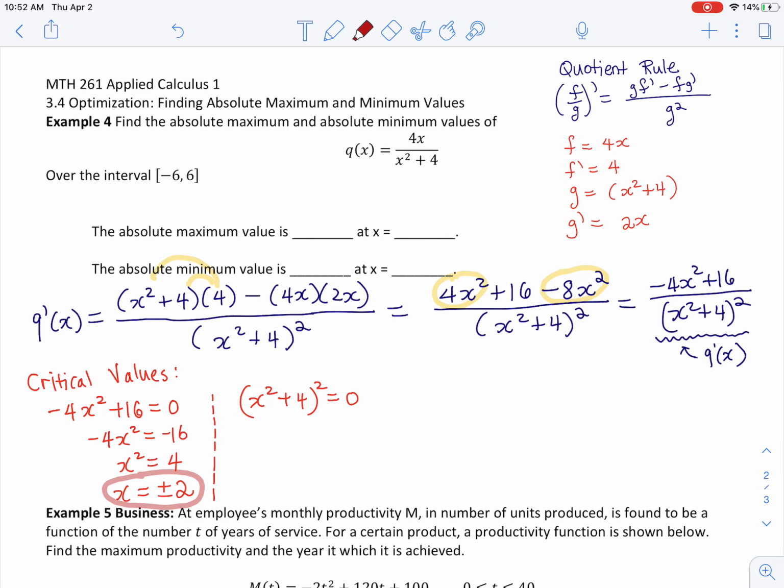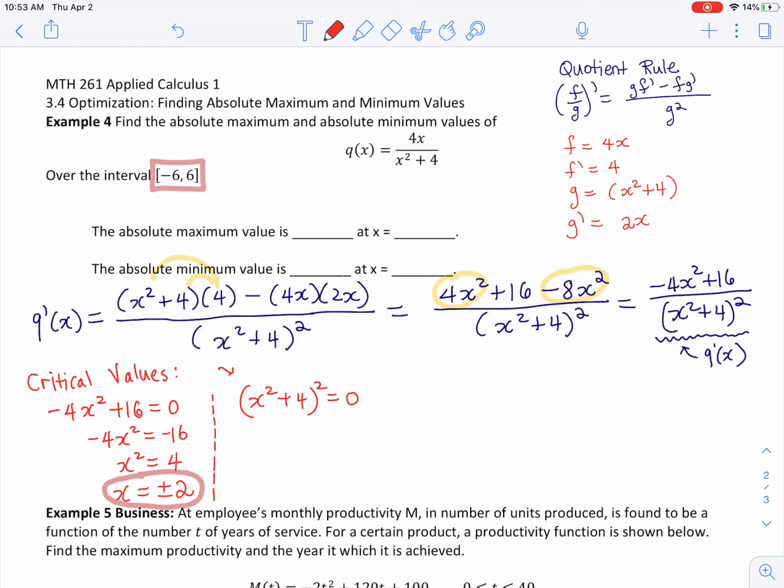Now, let's test something. I got two numbers, positive 2 and negative 2. Are these both in the interval given? The interval given is from negative 6 to positive 6, right? And I noticed that my 2 and my negative 2 are both in the interval. So I'm going to have to evaluate f of 2 and f of negative 2, both later.